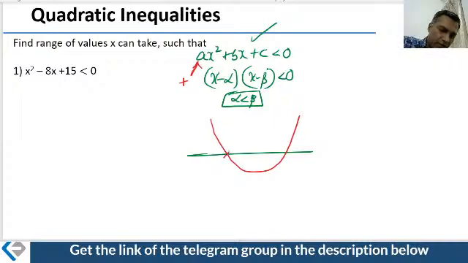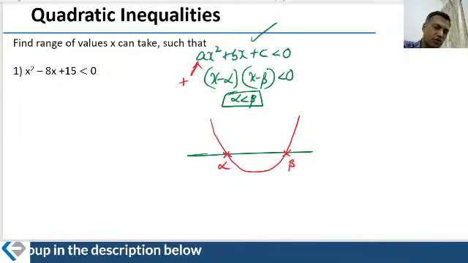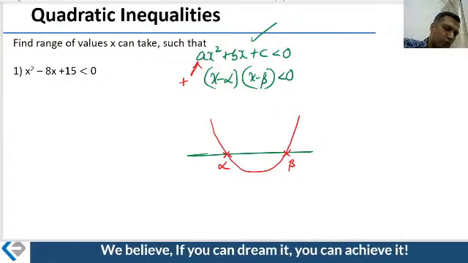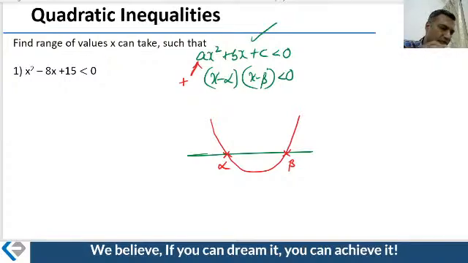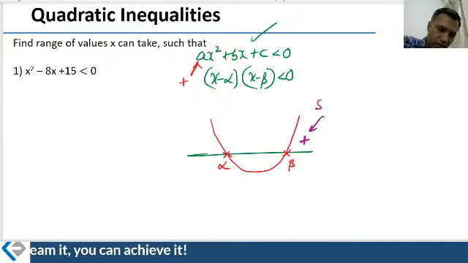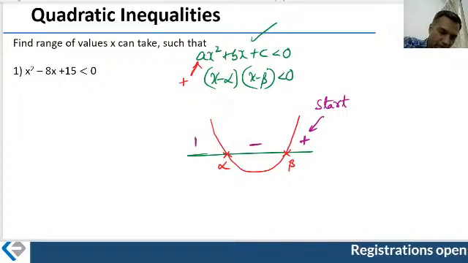Now where is alpha here? This is what I mean by alpha. Where is beta here? This is what I mean by beta. Now listen to me carefully. If a is positive, your teachers might have told you that the outer regions are always positive. We start the diagram here: this is positive, this is negative, and this is positive.